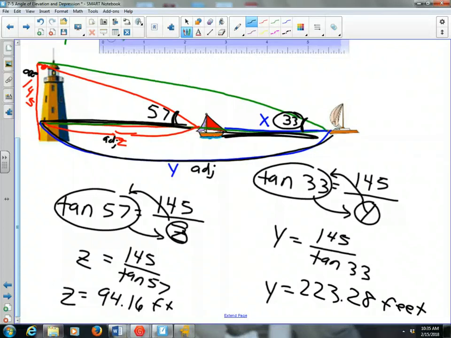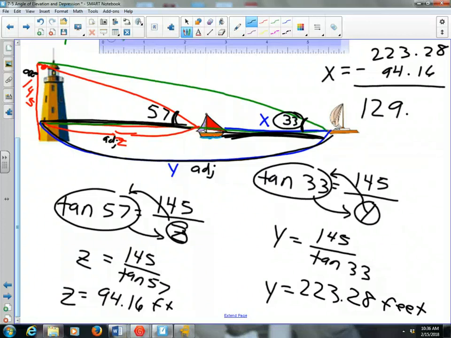So class, what is the distance between the two boats? This distance right here, x, equals the difference between those two distances of the boats. It's 223.28 subtract 94.16 feet. Those two boats are 129.12 feet away from each other.